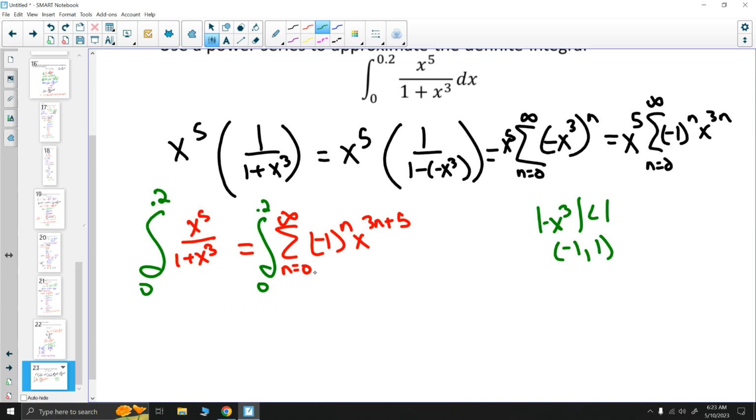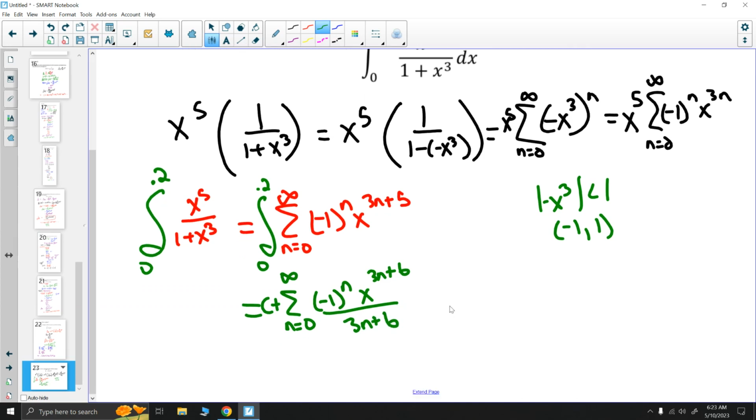So we're going to go ahead and integrate this thing. We end up with the integral of this is going to be the sum. C plus, the C doesn't matter with a definite integral, but I'm still going to write it. C plus the sum of negative 1 to the n, that stays the same, it's a constant, and we're going to take x to the 3n plus 6, we're adding 1 to here and dividing by that new power 3n plus 6. Okay, and we're going to take this from 0.2 to 0.